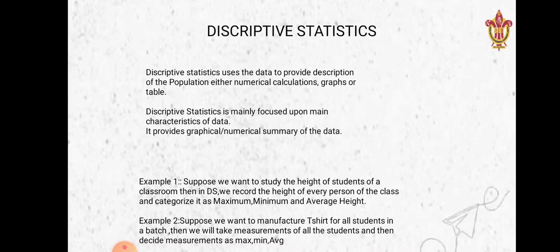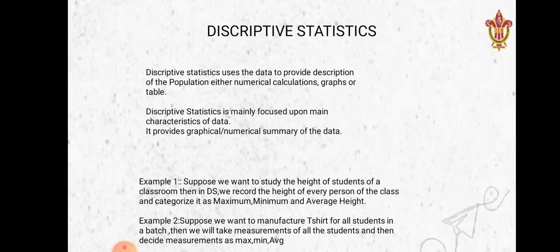Now with this example, it would be more clear to you. Suppose we want to study the height of students of a classroom, right? For example, if I have 30 students in my classroom and I need to study the height of these students by using descriptive statistics, I need to record the height of every person in the class, and I need to categorize it as maximum, minimum and average height. So this is what we basically do in descriptive statistics.